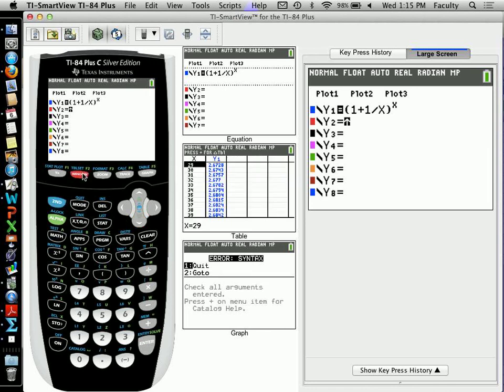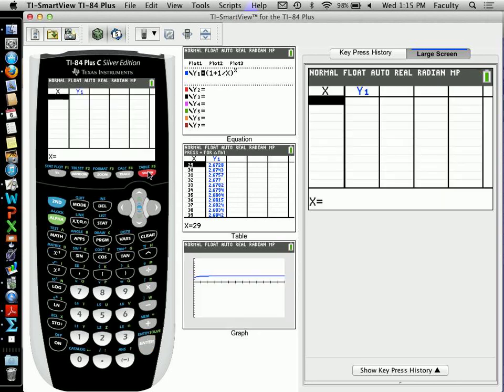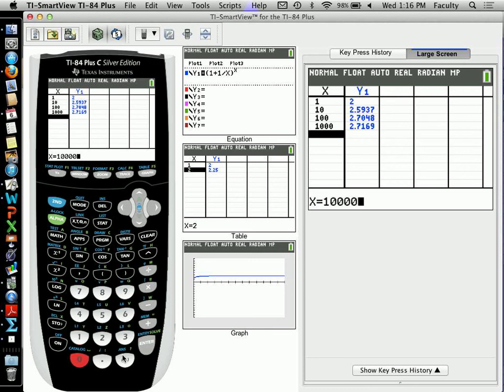Now we're going to go to the ask feature. So do second window and turn that on ask because we only want these particular values. Let's plug in 1, 10, 100, 1,000, 10,000, and 100,000.